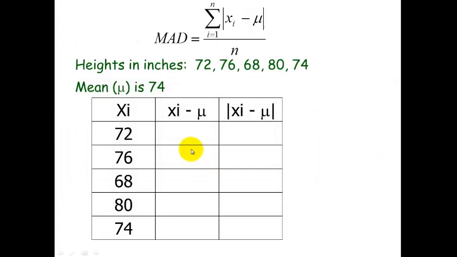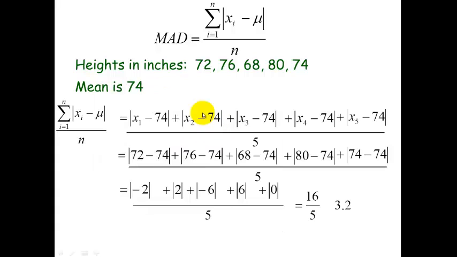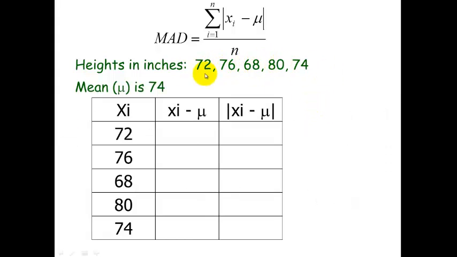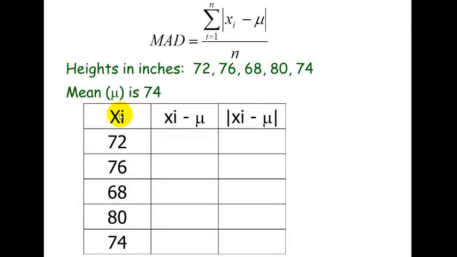So here's an example using the table. So we have the same data in here. Okay, 72, 76, 68, 80, and 74. So list all your elements in the first column. Of course, don't forget to find your mean, which is 74.